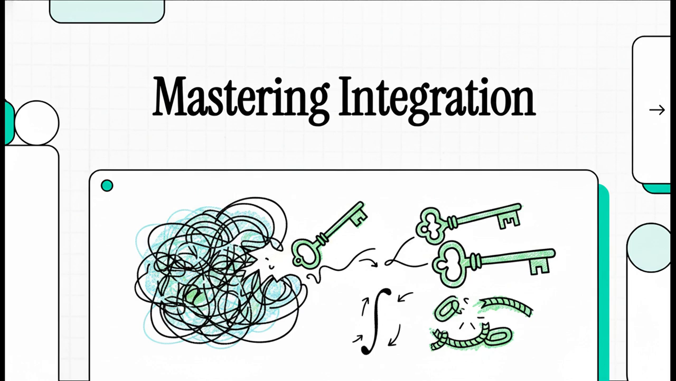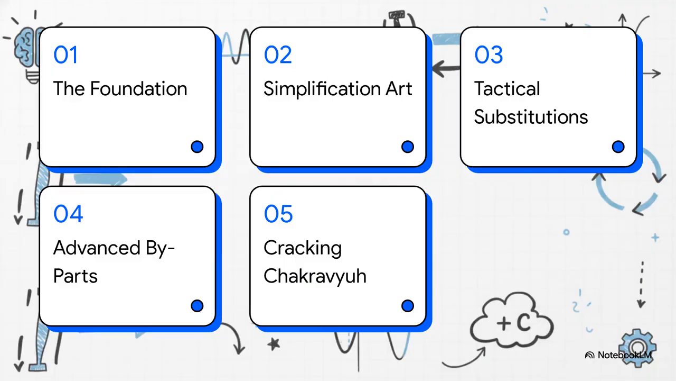We are going to strip away all the confusion, focus purely on summarizing the core formulas and the manipulation tricks that actually matter, and hand you the master keys to unlock even the most brutal advanced equations out there. Think of this explainer as your complete definitive cheat sheet. So here is our roadmap for today. First, the foundation, then the art of simplification, tactical substitutions, advanced by parts, and finally, cracking the chakra view.